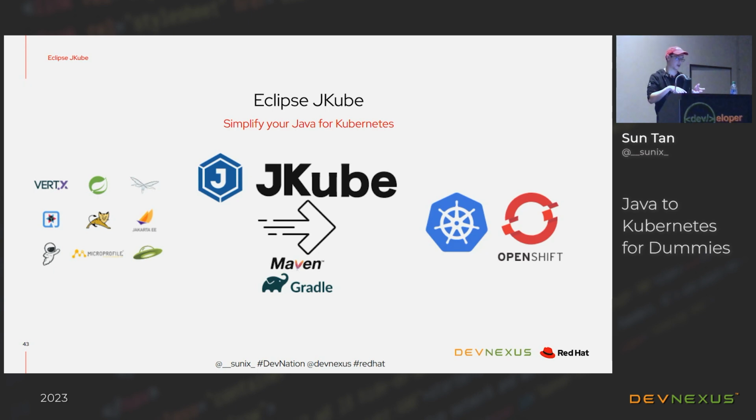What it will do is analyze your project, see if it is using a framework like Quarkus or Micronaut, and detect the framework you're using. It will also look at the dependencies, and with all this information, it will generate an image and the Kubernetes resources for your application. It generates something by default, and if you're not happy, you can always customize a bit.